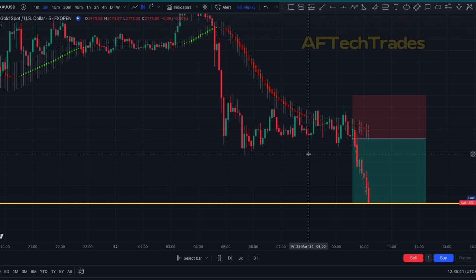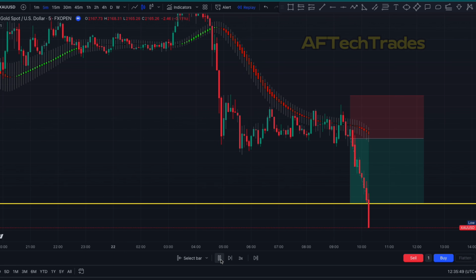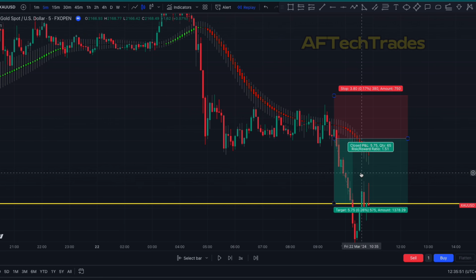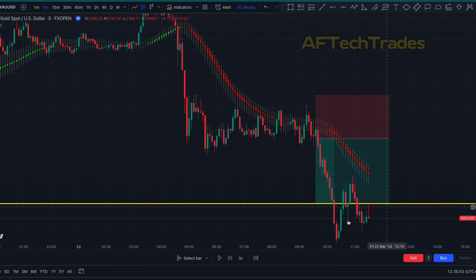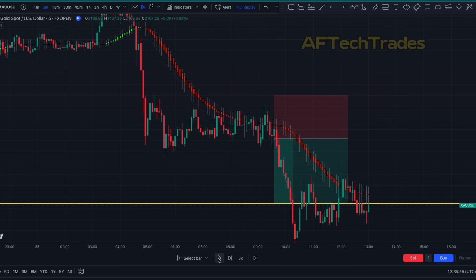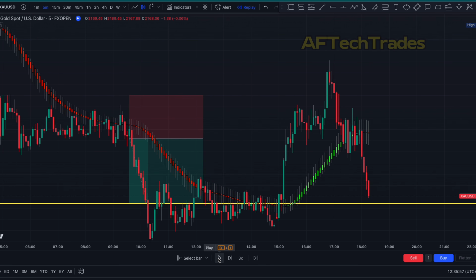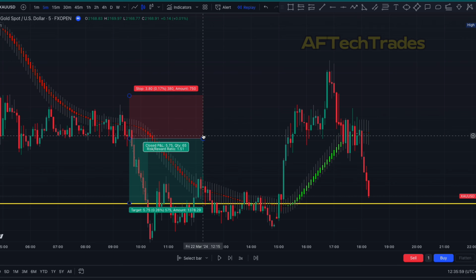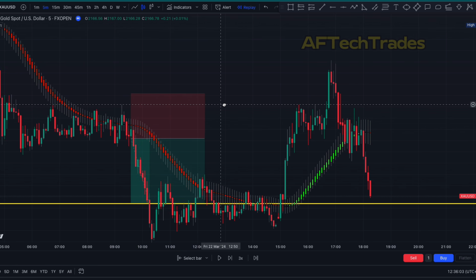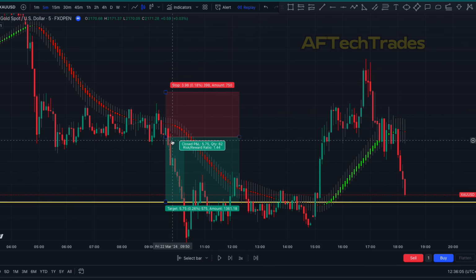Okay, now we can see that this market got straight to our TP. You see, this market went straight to our TP. Wow, so this market went straight to our TP already. We are following this particular strategy, and this market went straight to our TP.